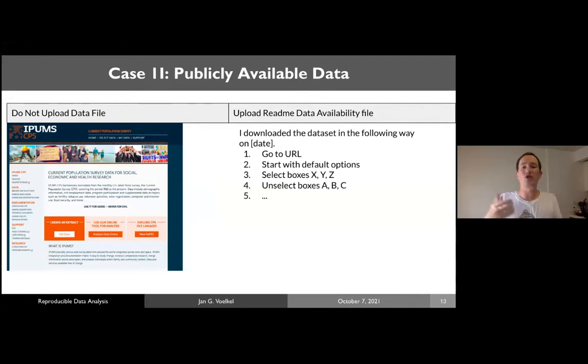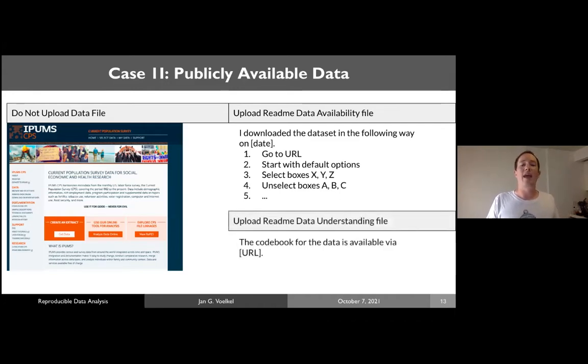And so it's important that you try to describe in as much detail as possible how you downloaded the data file, so that you make sure that whoever is trying to reproduce your results is downloading the exact same data set. The more details you provide, the lower the likelihood of misunderstandings here. And usually you also do not have to create your own codebook, because you can just link to the codebook for the data that was organized by the organization who has collected this data in the first place.